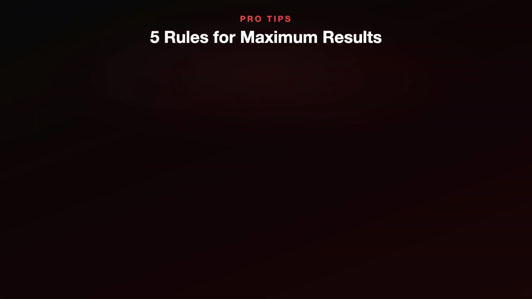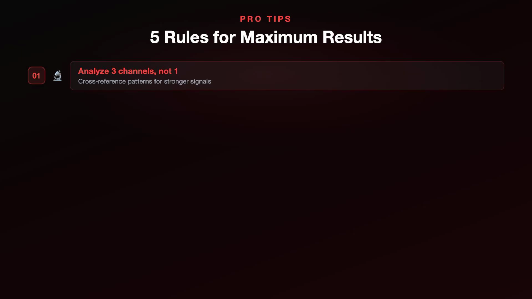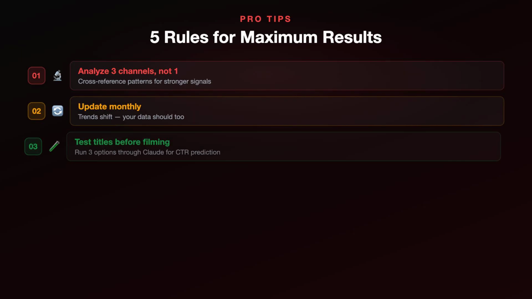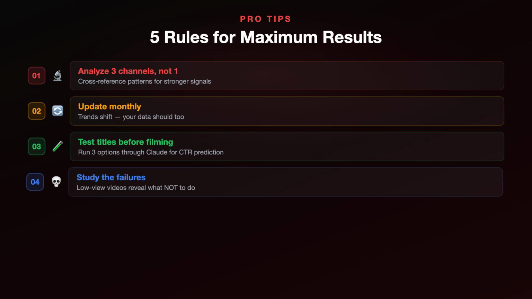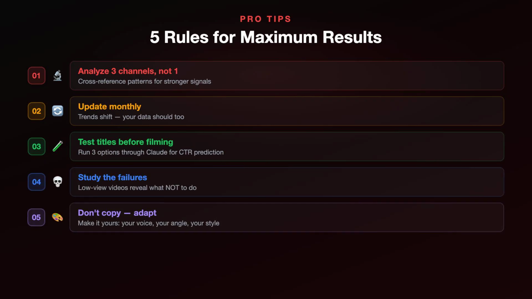Here are the pro tips that separate people who get results from people who don't. 1. Analyze 3 channels, not just one. Patterns that appear across multiple successful channels in your niche are the most reliable signals. If all 3 channels use numbers in their titles, that's a niche pattern, not a coincidence. 2. Update monthly. Trends shift. Run the analysis again each month with fresh data to catch new patterns.